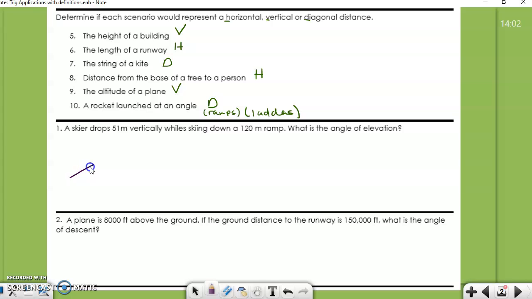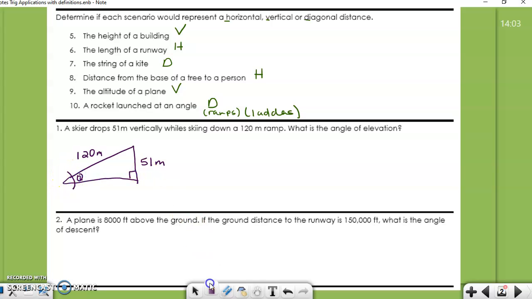So diagonal, vertical: 51 meters vertical, 120 meters for my ramp diagonal. What is the angle of elevation? Remember, that is from the bottom, looking up. So my eye out to eye up. So this is my theta.